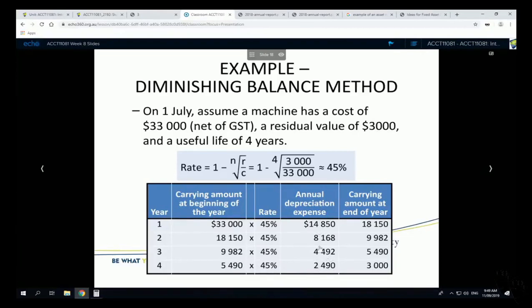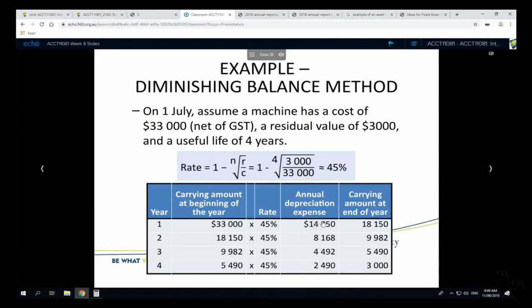So these amounts in the fifth column here, sorry, should actually be 1, 2, 3, 4, the fifth column. These are the amounts that we put into our journal entry: the debit depreciation, credit accumulated depreciation for every year. So you notice they've changed and notice that they are also reducing.